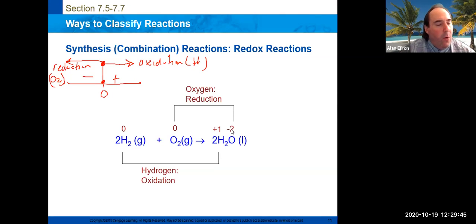And again, they always occur together. So if you were only able to figure out that hydrogen is going through oxidation, by default, the oxygen would have to go through reduction. Any questions on that particular one there?